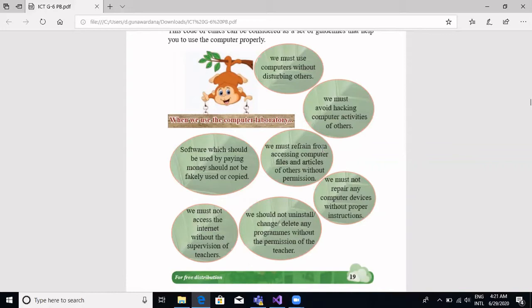In Sri Lanka, most of the time people are using cracks. They don't pay, they just put a crack and use a key and then use it. So it's not the correct way of doing it.